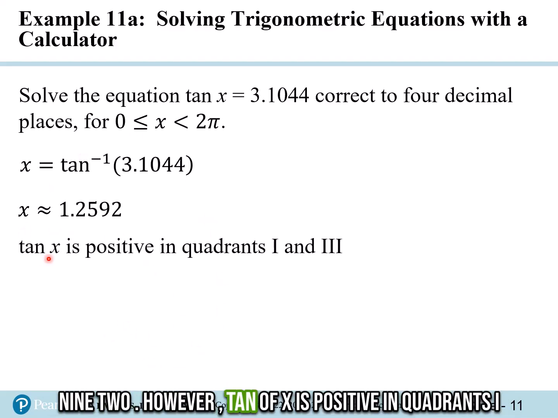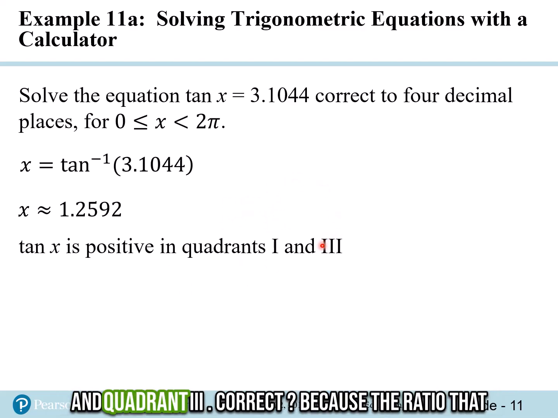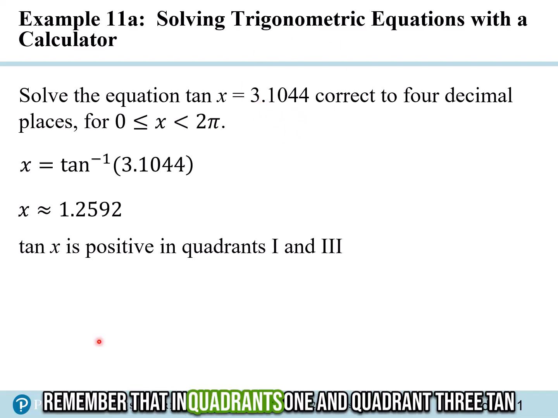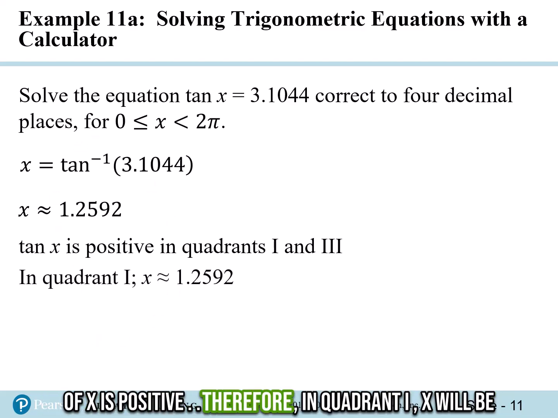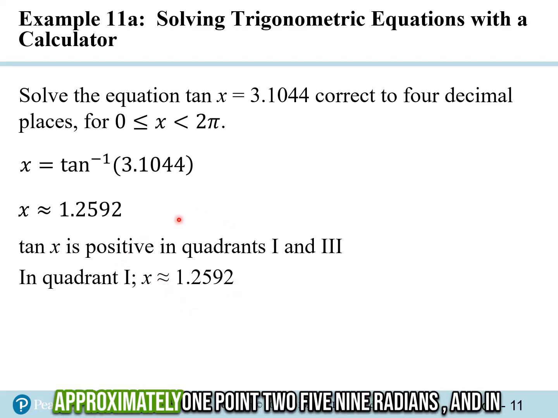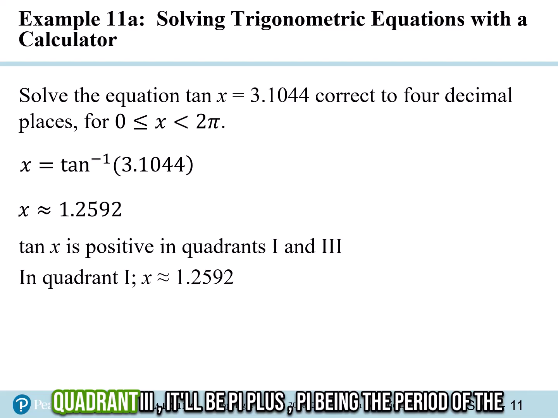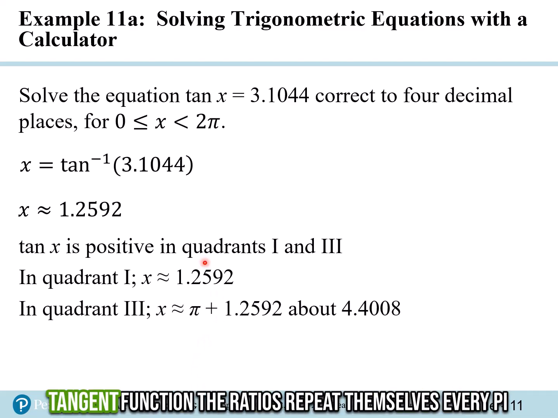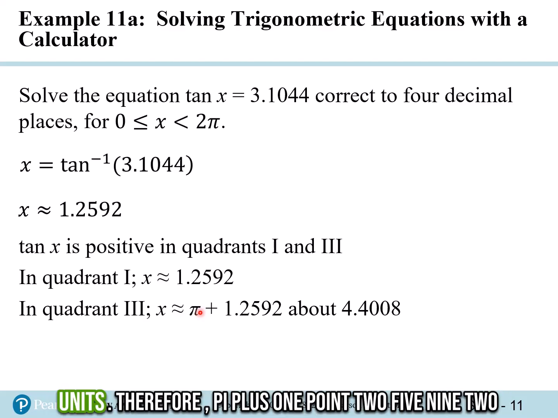1.2592. However, tan of x is positive in quadrants 1 and quadrant 3, correct? Because the ratio that they've given to us is a positive value, and you have to remember that in quadrant 1 and quadrant 3, tan of x is positive. Therefore, in quadrant 1, x will be approximately 1.259 radians, and in quadrant 3, it'll be pi plus, pi being the period of the tangent function. The ratios repeat themselves every pi units.